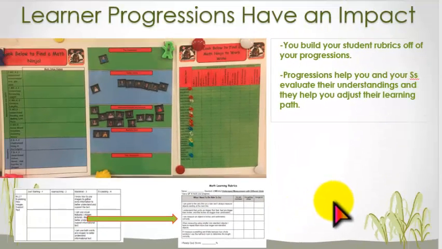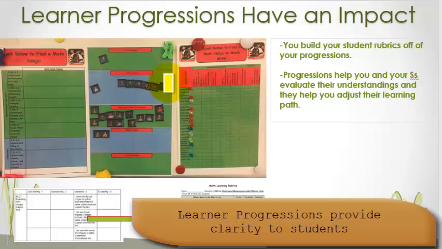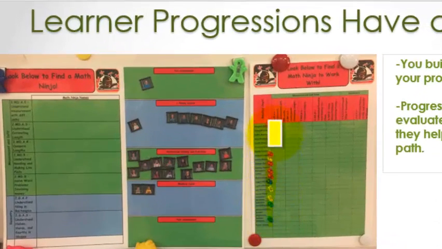Progressions help you and your students evaluate their understandings, and they help you adjust their learning path. For example, this is a picture of a teacher who just started out in this process, and the majority of her students are on the same standard currently because they literally just started. But she's able to break these kids down according to what's on her learner progression.